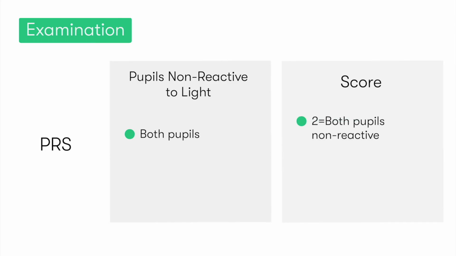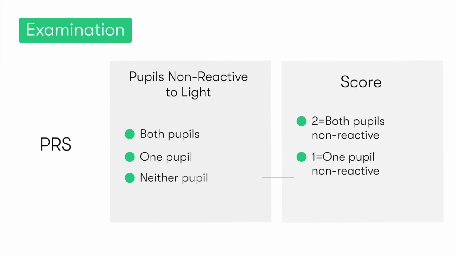With one pupil, which is fixed and unreactive, this gives us a score of 1. And when both pupils are reactive, this gives us a score of 0. So you can see how during the initial GCS assessment, a patient may score 13, which would put them in the mild traumatic brain injury classification.